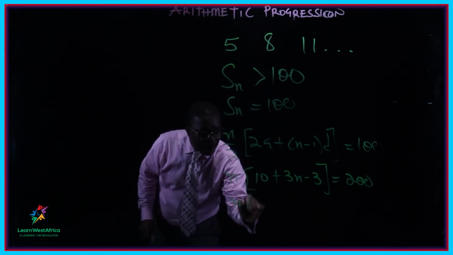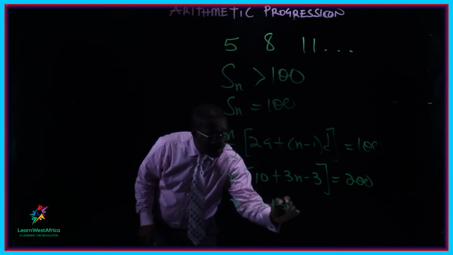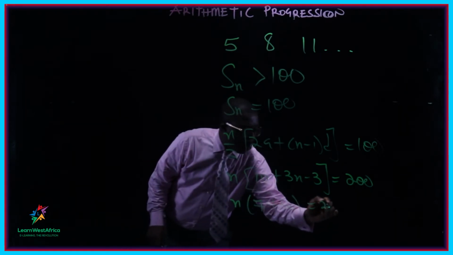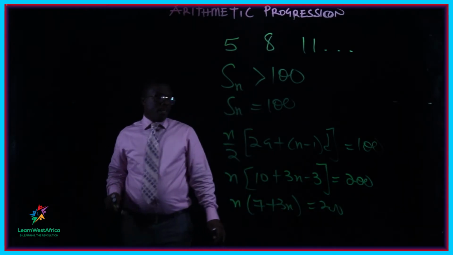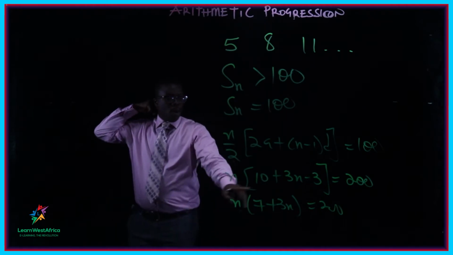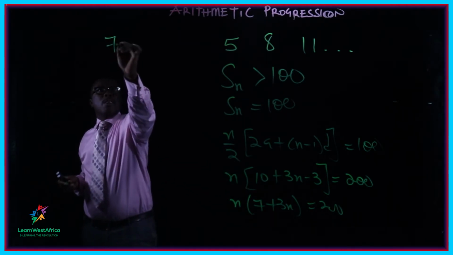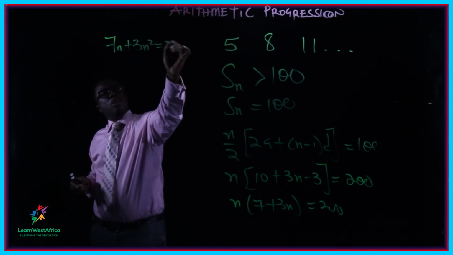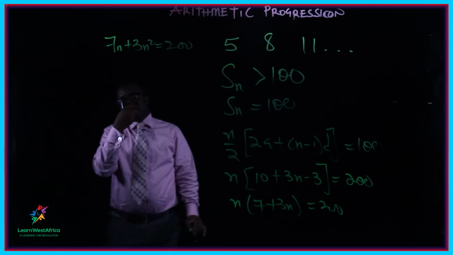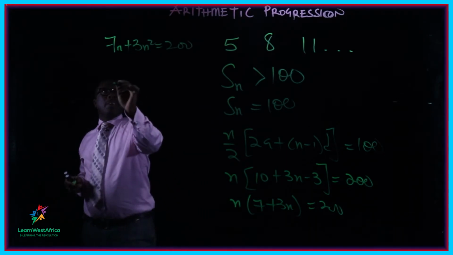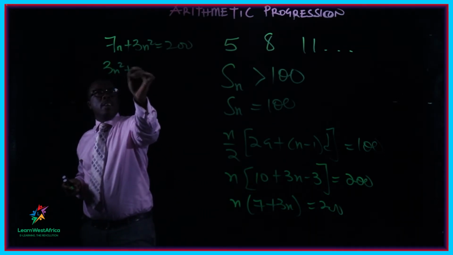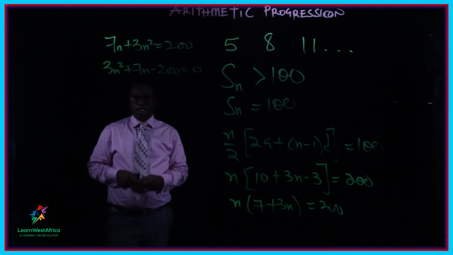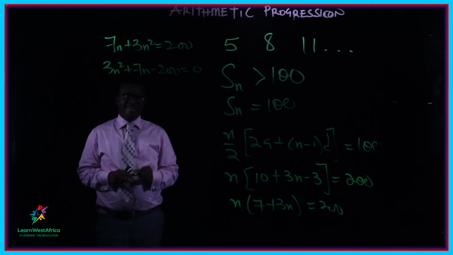So we're going to have n(7 + 3n), because 10 minus 3 is 7, plus 3n, is equal to 200. Are we okay? All right, so let's see what happens there. When we expand, we are going to have 7n plus 3n squared is equal to 200. So 3n squared plus 7n minus 200 is equal to 0. Obviously, you have a quadratic situation here. Hope you can see that.